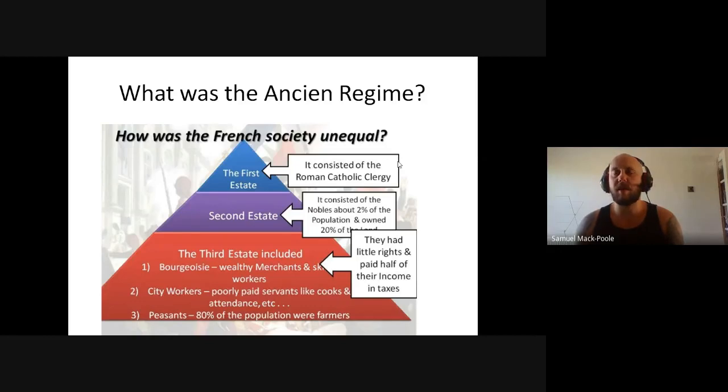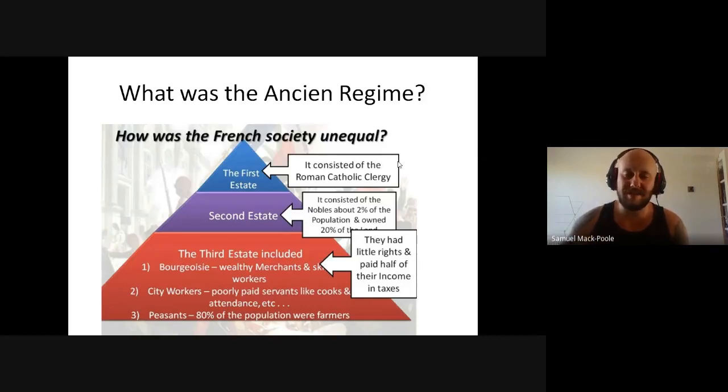And the third estate is quite eclectic because you've got the bourgeoisie, and these were often literate merchants and artisans, skilled workers, city workers like the proletariat, so poor people working in factories, and cooks, etc. And then most of France was actually an agricultural society, a farming society. So the peasants made up 80% of the French population.